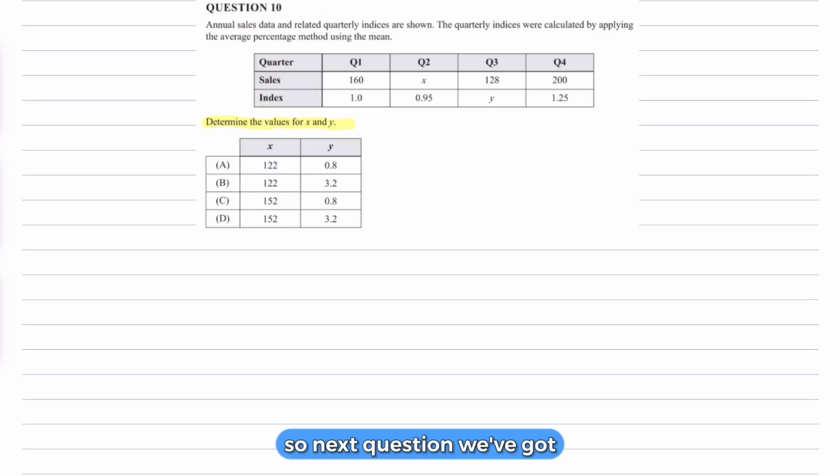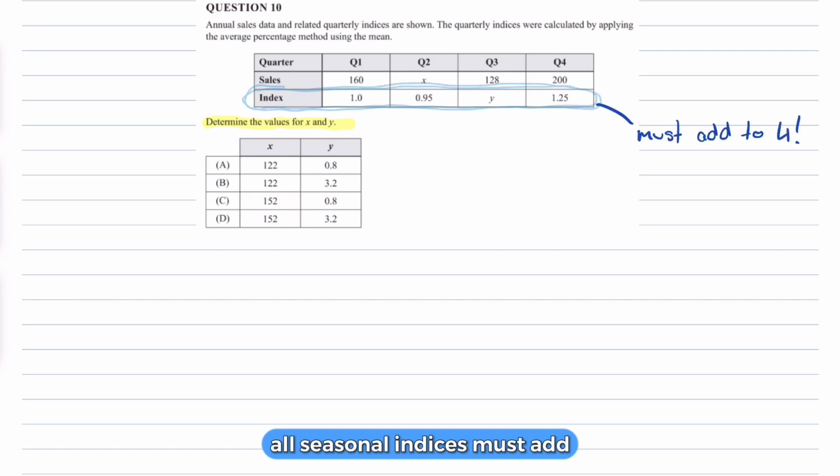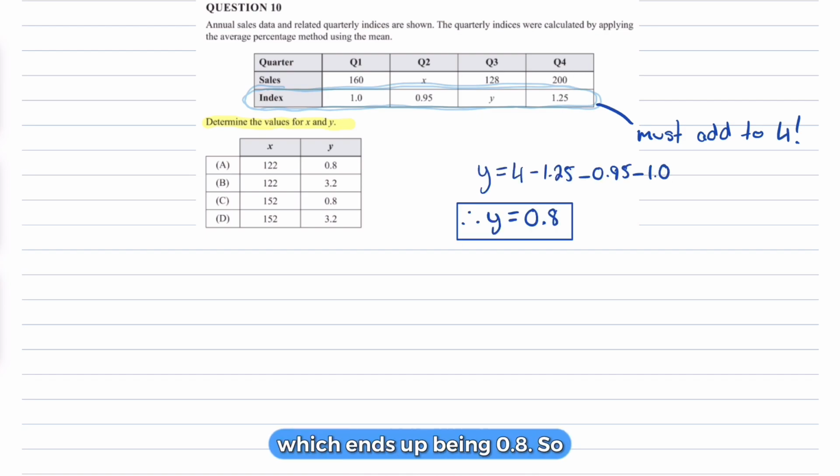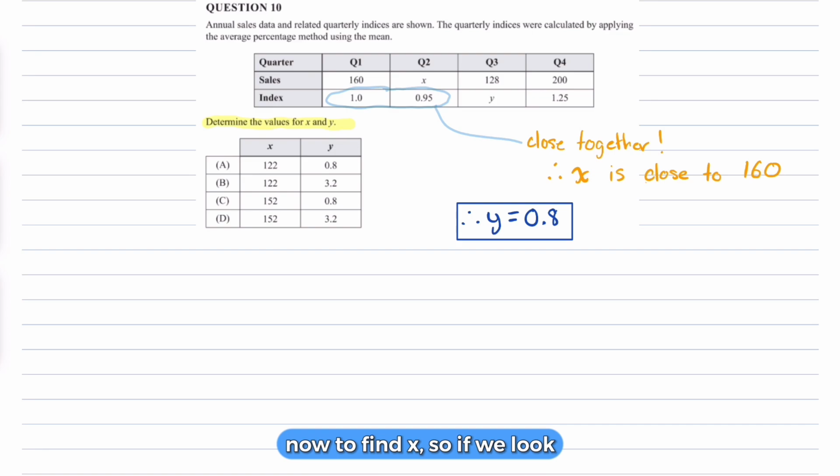So next question, we've got some data and it looks like we've got to find values for X and Y, and it's probably easiest to start with Y first. So all seasonal indices must add to 4. So therefore we can easily find Y by just doing 4, take away everything else, which ends up being 0.8. So now to find X.